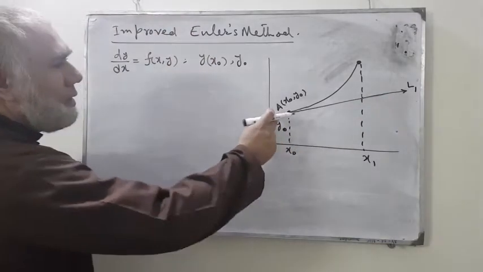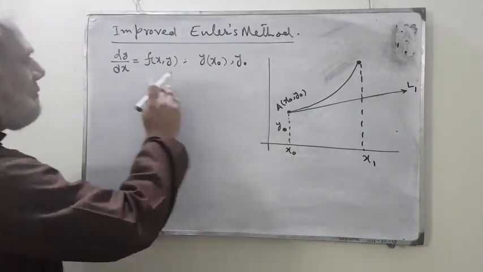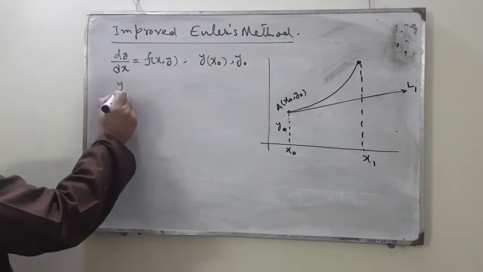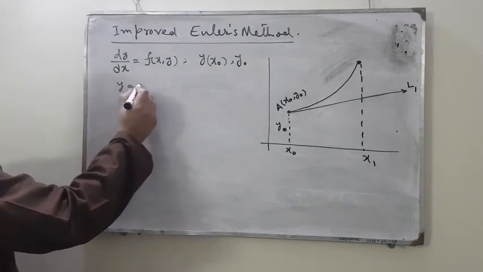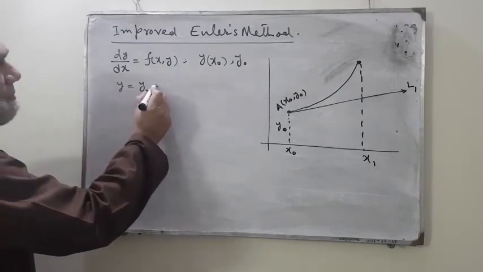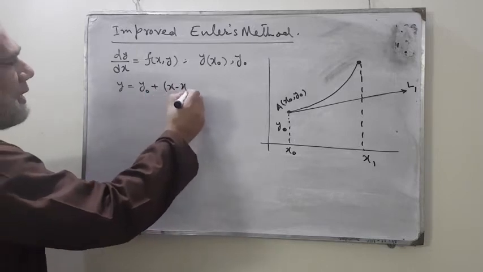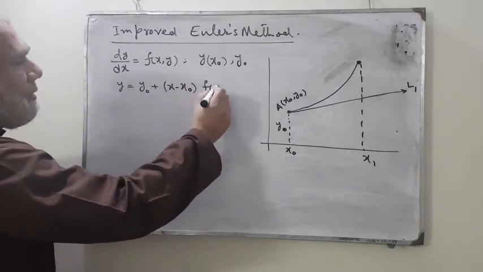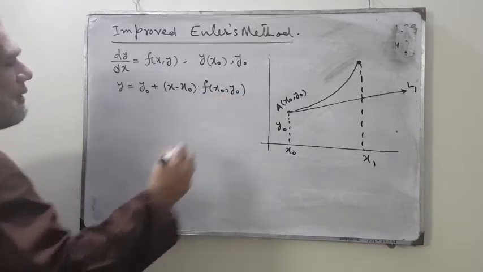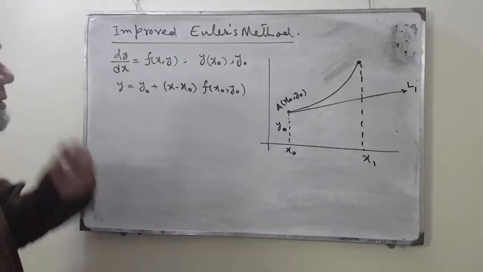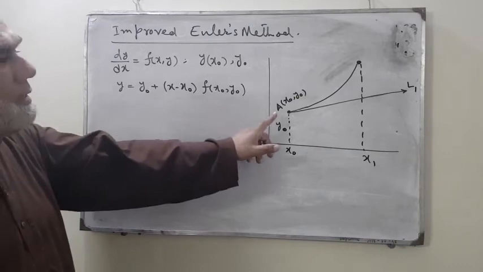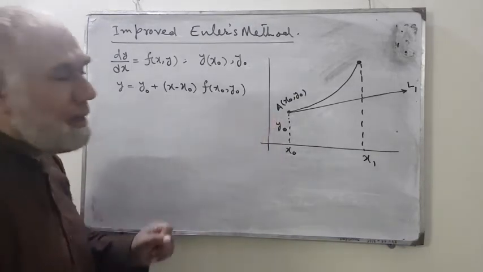So the equation of this tangent line, which we have just written down, if you remember, is y equals y0 plus x minus x0 times f of x0 and y0. So this is the equation of the tangent line at the point A.